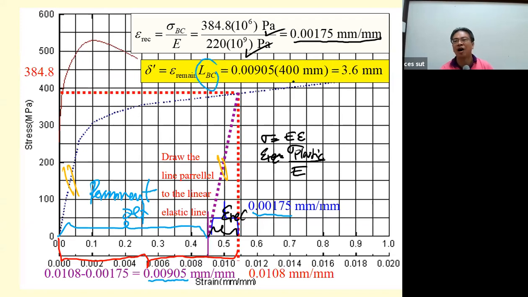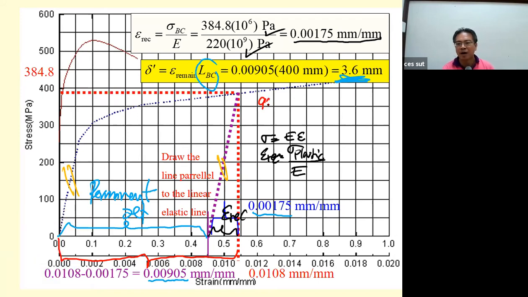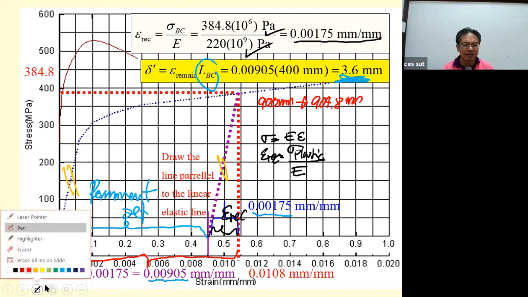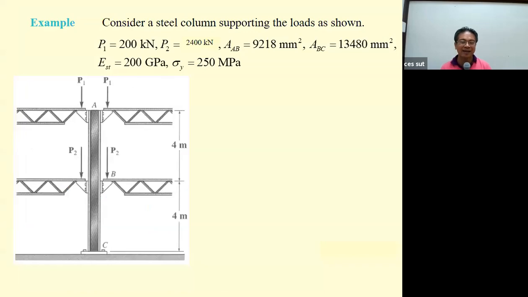So you multiply by the length of BC. Now the permanent set is 3.6 millimeter. So what we have here is the member with 900 millimeter, and then under the force it is 904.8 millimeter, and after releasing the force it is going to be 903.6 millimeter. So this is going to be the final length of the structural member. Okay, that finishes the lecture part of this.